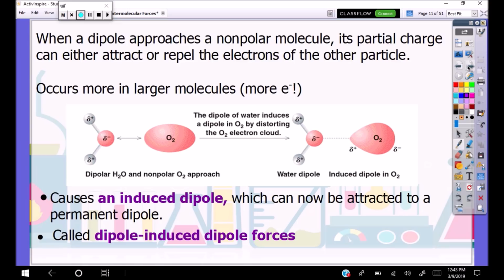Think about what happens when you put a couple of magnets into each other. If they're facing the right direction, they're going to form an attraction. If they're facing opposite directions, you're going to feel that force pushing apart each other.